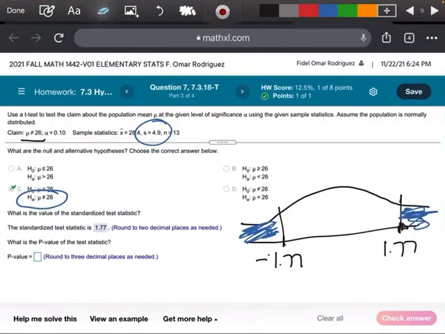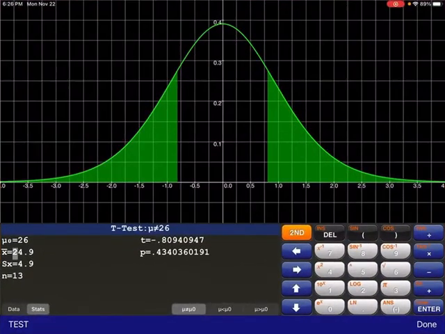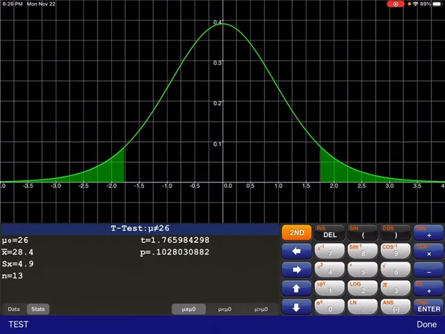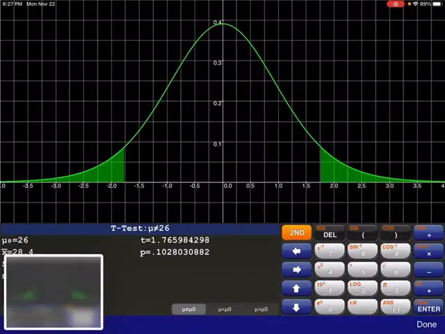My x bar happened to be 28.4. I think that's what it says right here. Yeah, 28.4. So my x bar is 28.4. My s was 4.9. My n was 13. I want you to look over here on the bottom, kind of towards the middle. We have mu is not equal to. We have these different things here, right? This is a two-tailed test, so I got to use that value right there, okay?